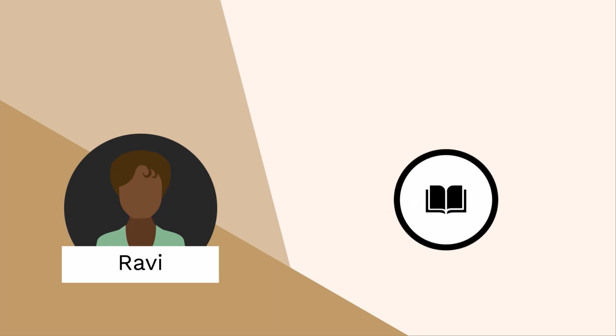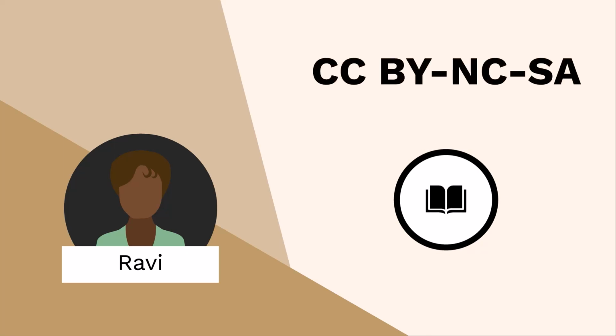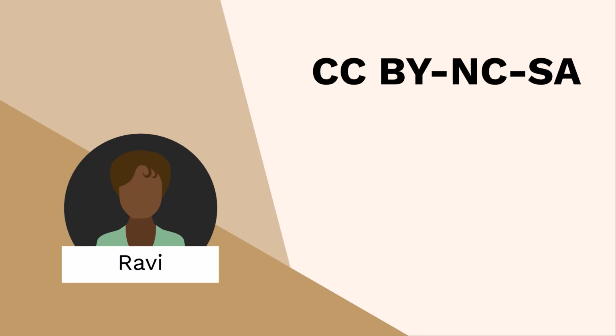Let's meet Conestoga faculty member Ravi. Ravi has found a really cool American textbook that's also an OER. The textbook covers many of the topics in Ravi's course, but it has a CC BY NC SA license. Ravi wants to use everything in the textbook and add a few additional examples that are relevant to Canada, but he's not sure if he's allowed to do this based on the license.